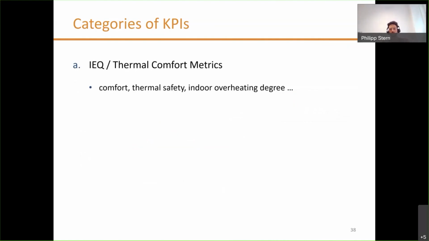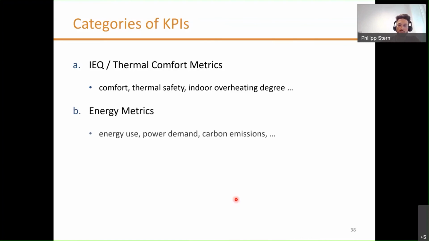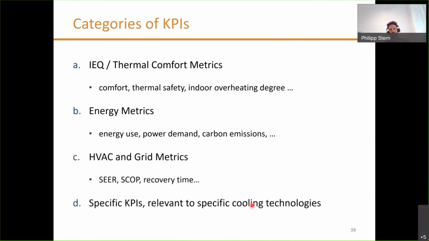I will just conclude here that we then defined categories of KPIs. I won't go into detail here because my colleagues Mohamed Hamdi and Abdelaziz will talk in detail about this. But of course, there are thermal comfort metrics, and we talk about comfort and also thermal safety, which in the event of heat waves and very severe disruptions is more important than comfort. We of course will talk about energy metrics, HVAC and grid metrics, and then specific metrics or KPIs for specific cooling technologies. As I already said, we have a long list of technologies we are assessing.